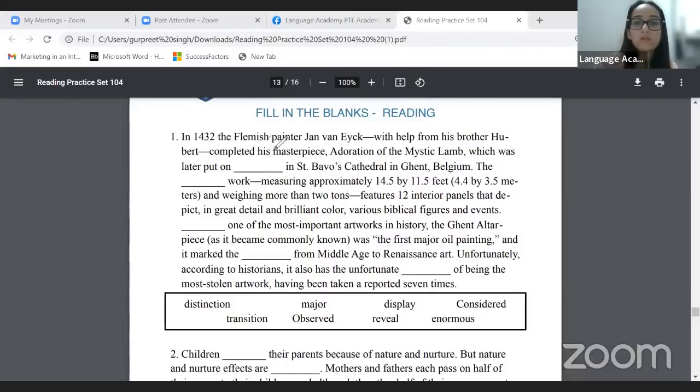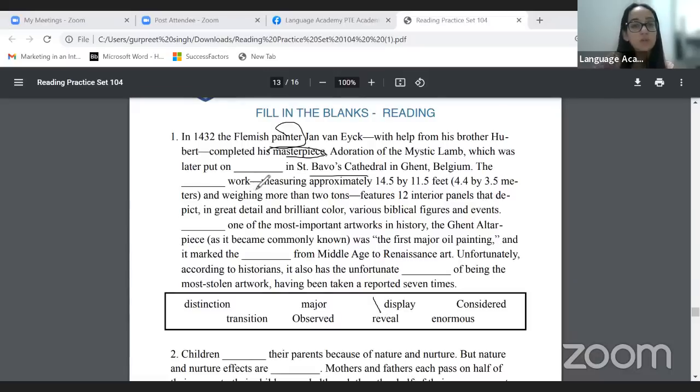In 1432, the Flemish painter, this person, completed his masterpiece with the help of his brother Hubert, Adoration of the Mystic Lamb, which was later put on dash in this place, Belgium. So we are talking about an artwork, I think, because this person is a painter. So obviously his masterpiece would be a painting. So this person completed a painting, which was later put on dash in this place. Paintings are put on display for people to see.